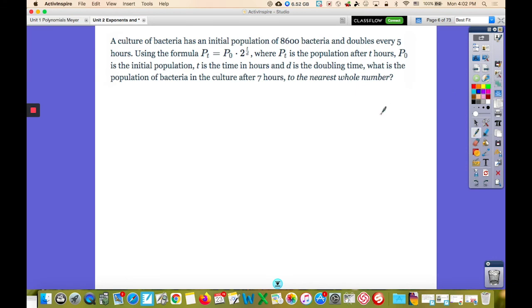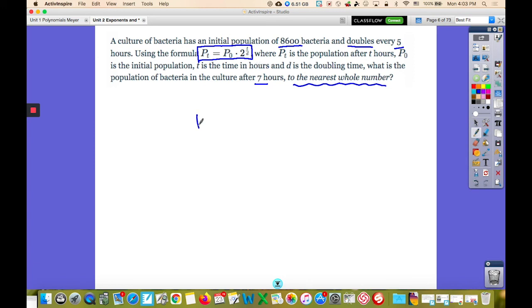So this problem says this: a culture of bacteria has an initial population of 8,600 bacteria and doubles every 5 hours. Using this formula, so it's giving us the formula, this is the doubling formula, where P sub T is the population after T hours, again that's the final amount. P sub 0 is the initial population, so that's the starting amount. T is the time in hours, and D is the doubling time. What is the population of bacteria in the culture after 7 hours to the nearest whole number?